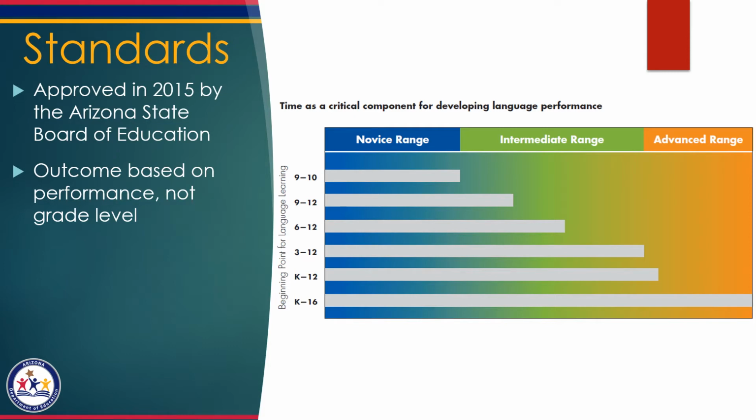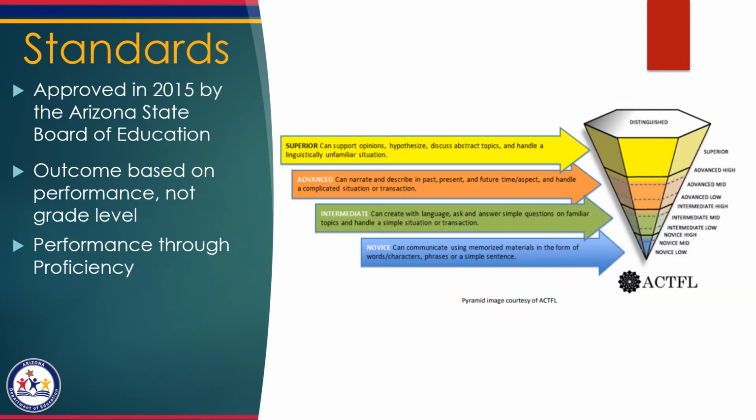The next piece of the standards is the performance of the student progressing through different proficiency levels. Most students learning a new language will begin at a novice level, regardless of their grade or age. As they become more familiar and proficient in the target language, they will move up the scale, increasing in proficiency to intermediate, then advanced, and on to superior.